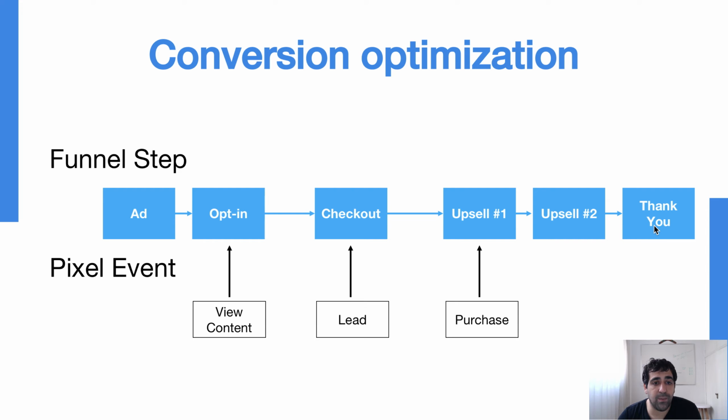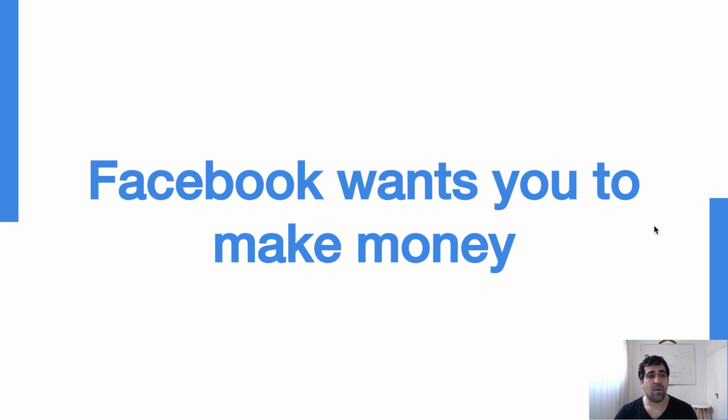This is a big mistake that I see people doing, and make sure that based on your budget, you are giving Facebook at least 50 conversions a week so that Facebook can optimize your campaigns. Now, Facebook wants you to make money, right? So set up everything and make sure that you are giving Facebook all the information that they need so that you can make money and Facebook can optimize you.